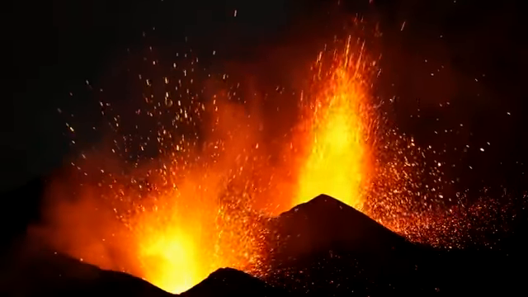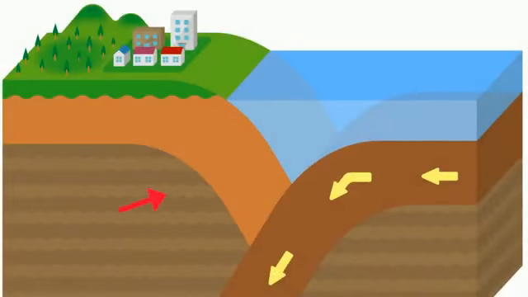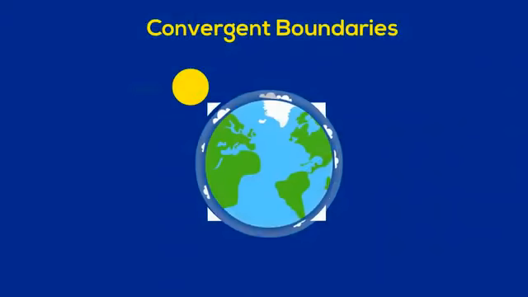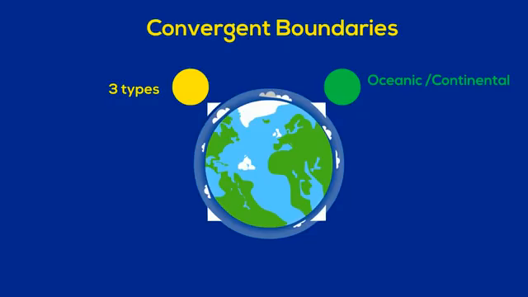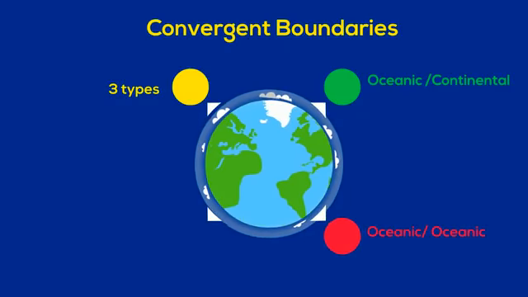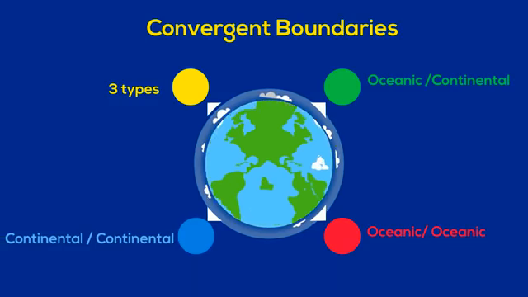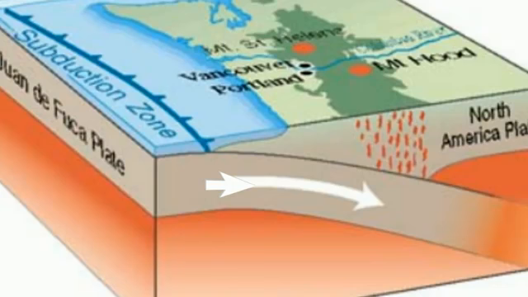volcanoes, or deep trenches. There are three major types of convergent boundaries: oceanic and continental lithosphere, oceanic and oceanic lithosphere, and continental and continental lithosphere. Oceanic and continental convergent boundaries occur when oceanic crust subducts underneath the continental crust.